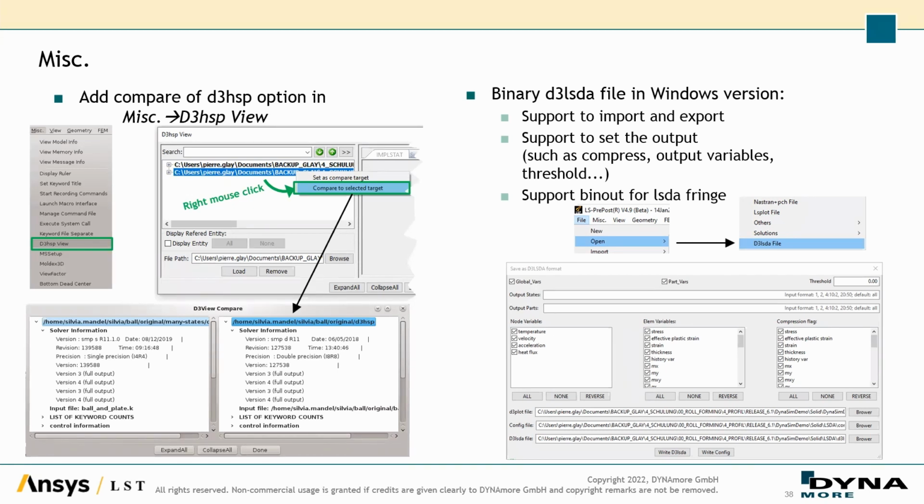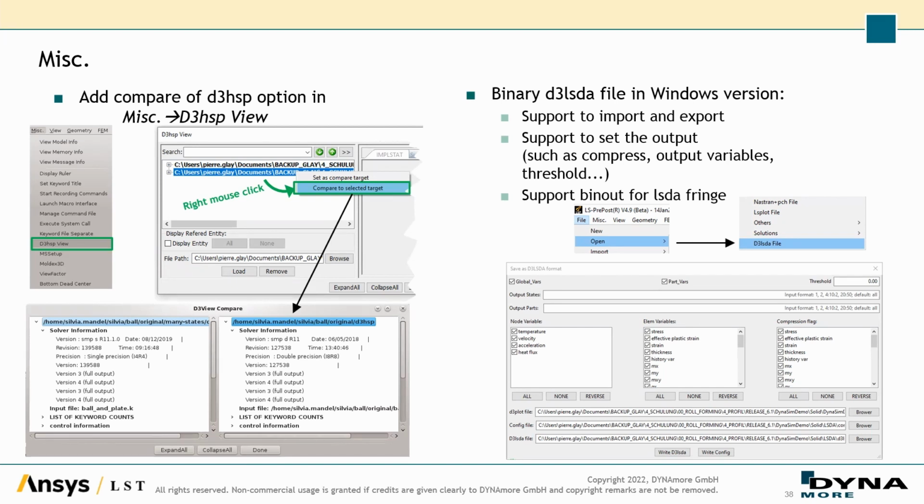By the way, the implicit time information in your D3HSP file can also be plotted. So the time steps for your implicit iterations until convergence, you can plot with this menu.